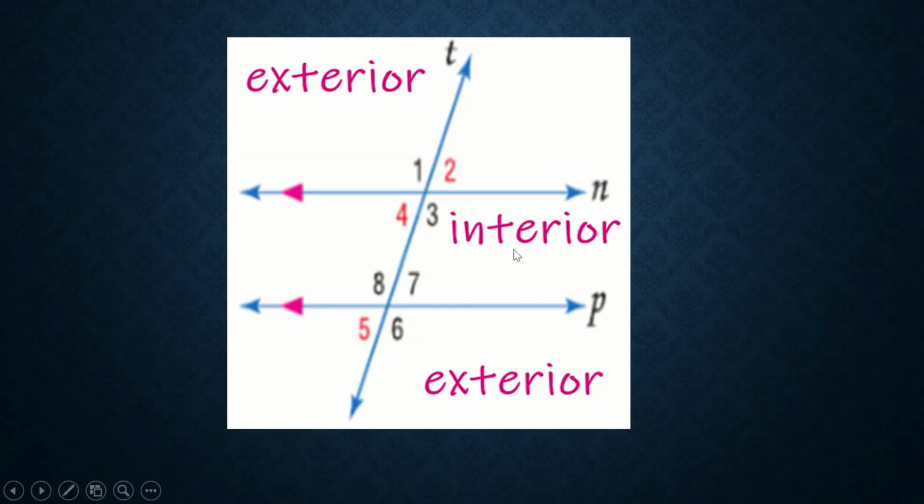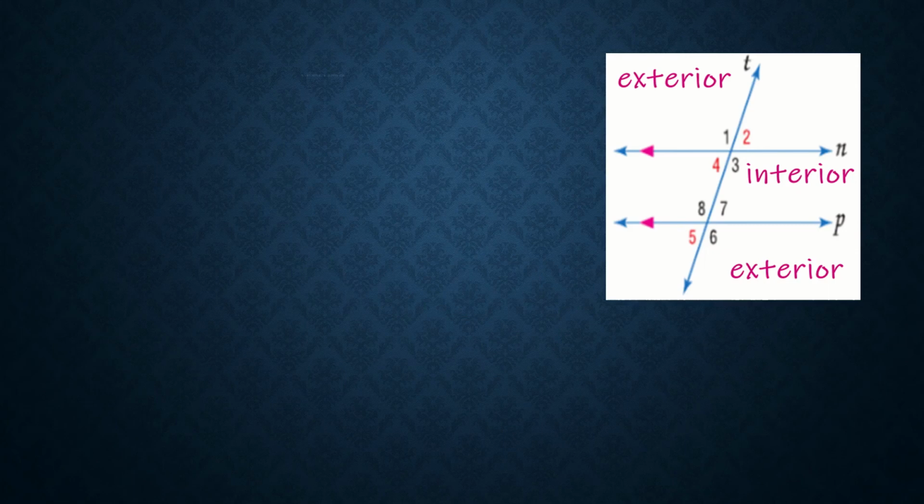Now, when we talk about parallel lines, they have two regions. One between the parallel lines, which is called the interior. Second, on either side of the parallel lines, which is called the exterior. So now let us learn about alternate angles.